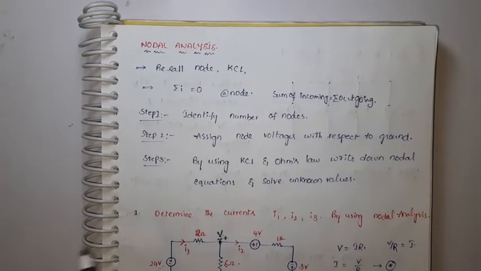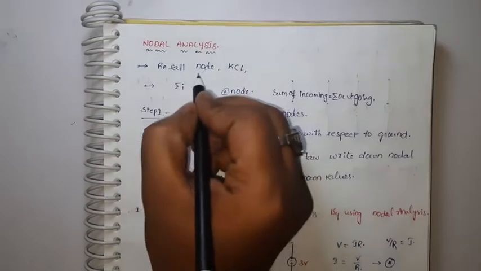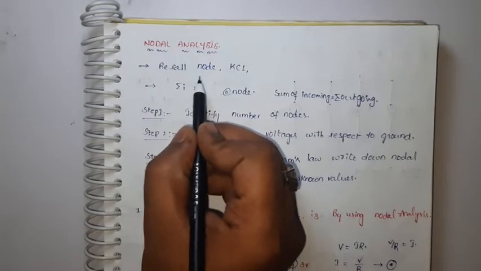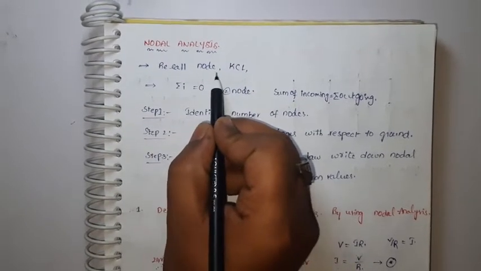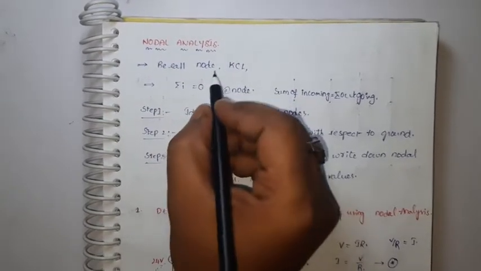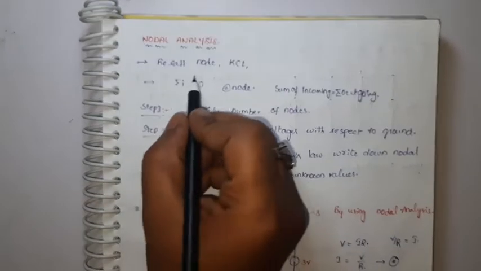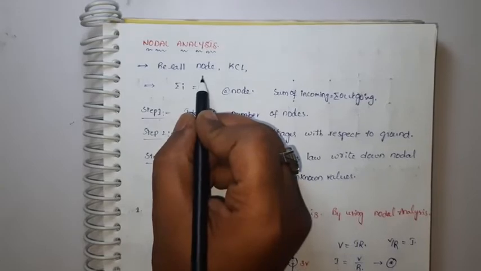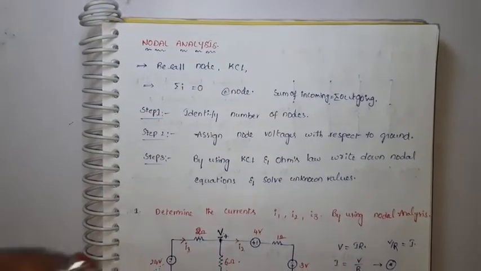Before going to nodal analysis, let us recall what is a node and what is KCL. A node is a point of intersection of two or more branches in a circuit. Once again, a node is a point of intersection of two or more branches in a circuit.